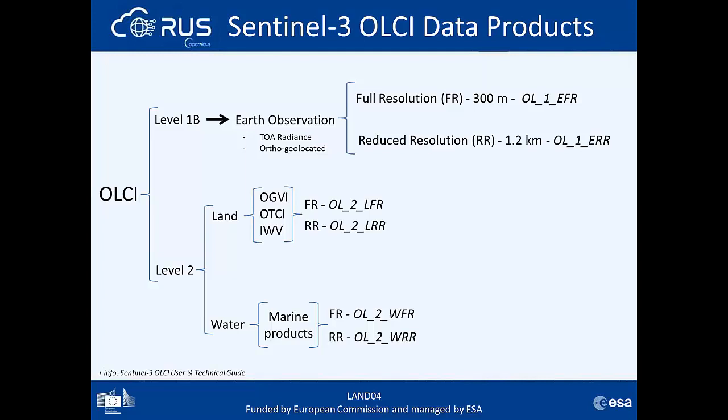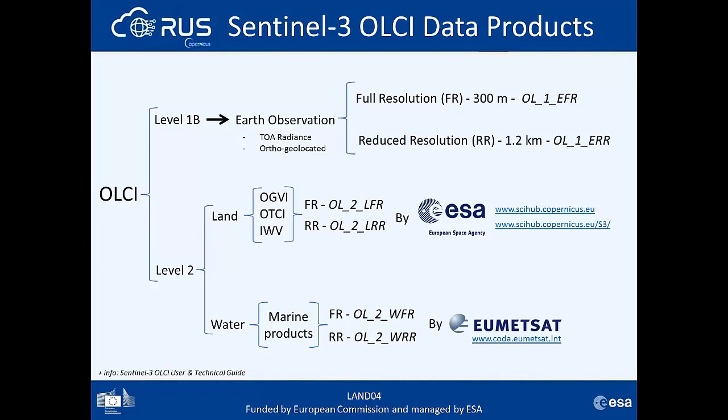And finally, be aware that the products of Level 2 over land are managed by the European Space Agency, and the ones for water are managed by EUMETSAT. So depending on which one you want to get, you will have to go to the CODA website where the Level 2 for water are available, and if you want to work with land, you have to go to either the pre-operations hub of Sentinel-3, or once it's in operational mode, into the Open Hub as for Sentinel-2.